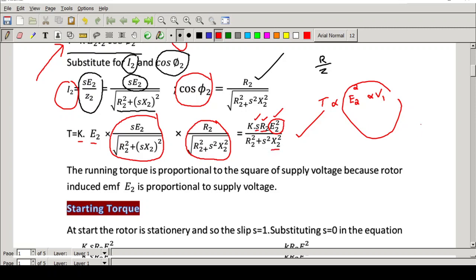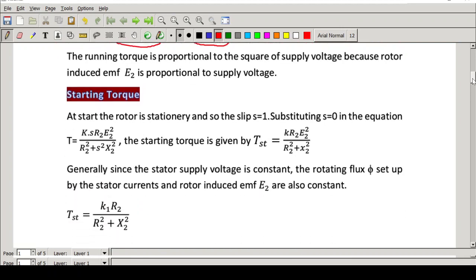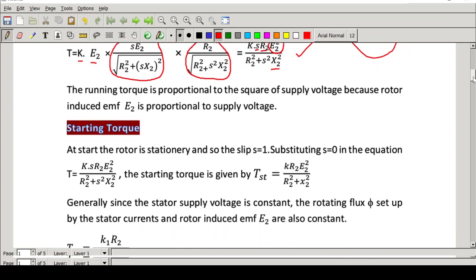Next, we will try to develop the expression for the starting torque, because we have to know each and every equation so that we can work out the problems. So what is the expression for the starting torque? We already know the torque under running conditions, which is given by T is equal to K into S into R2 into E2 squared by R2 squared plus S squared x2 squared. Now here if you replace S is equal to 1, we will get the expression for the starting torque.